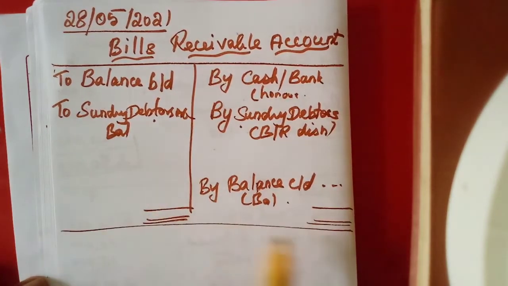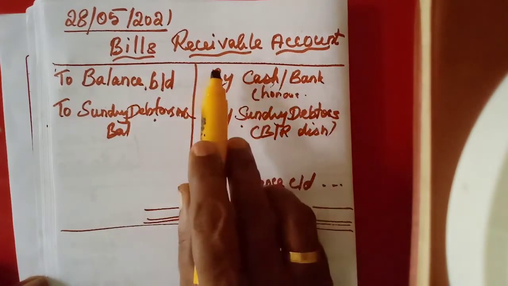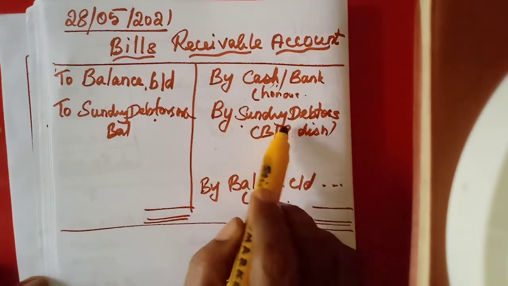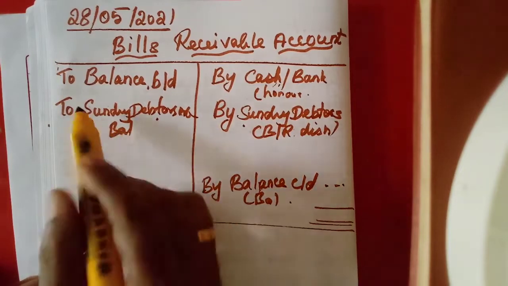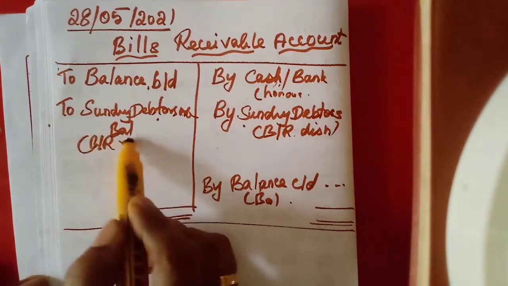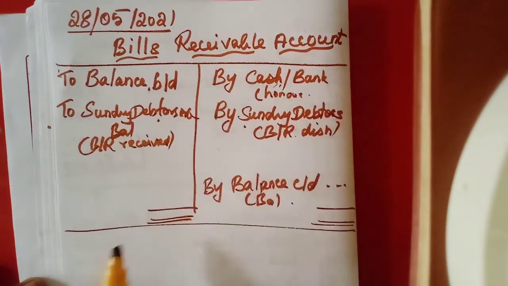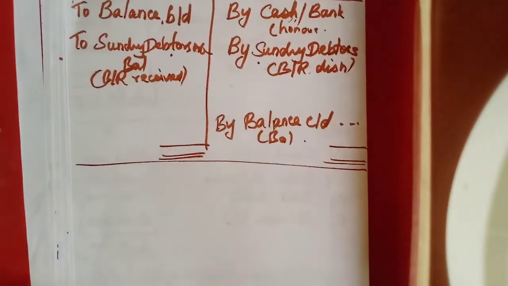So you have to remember: opening balance, closing balance. If you receive cash on bills receivable, by cash. If the bills receivable is dishonored, by sundry debtors. Then if the bills receivable is received, bills receivable account debtor to sundry debtors. Totally 5 items. Now we will see one illustration.